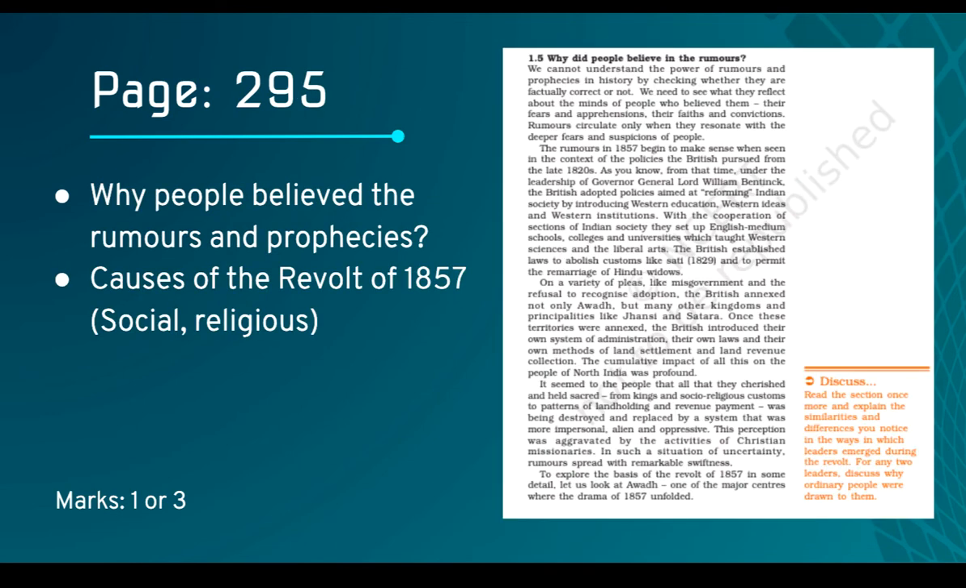Page 295 asks, why did people believe in rumors? This section also is where we start to look at the causes of the revolt of 1857, largely social and religious reasons of the revolt. This again could be for 1 or 3 marks.